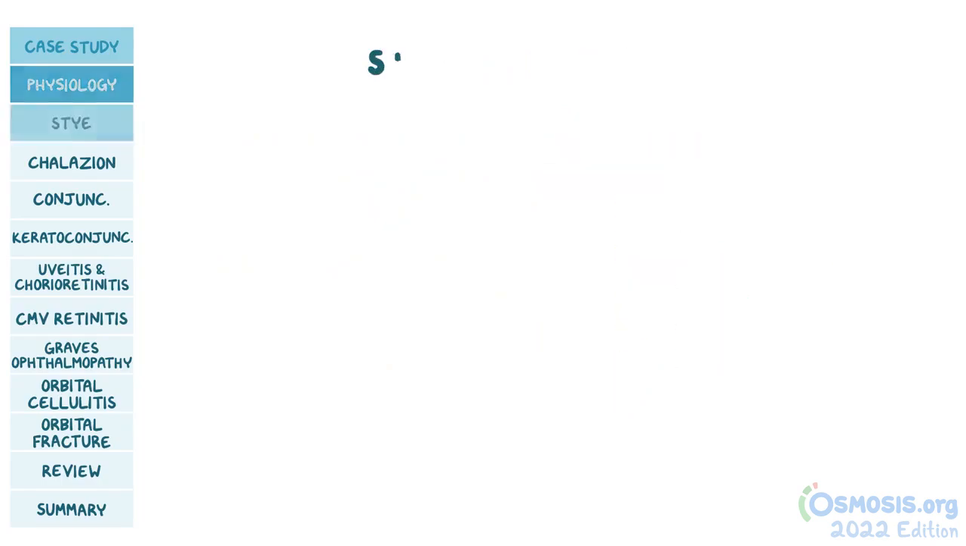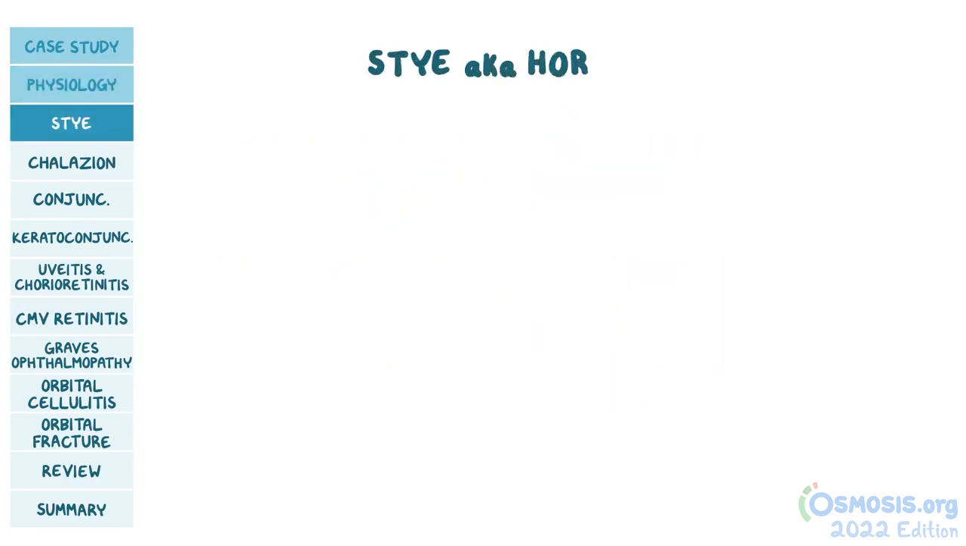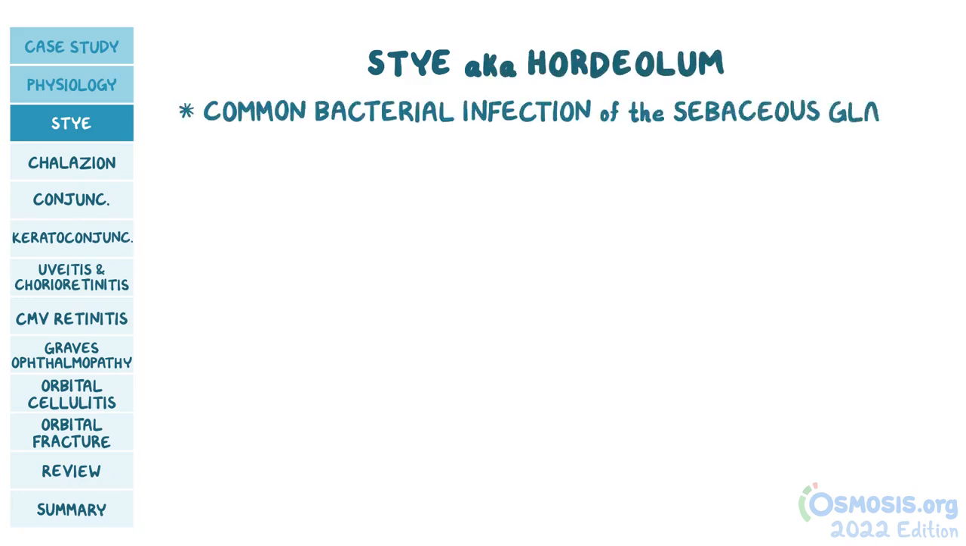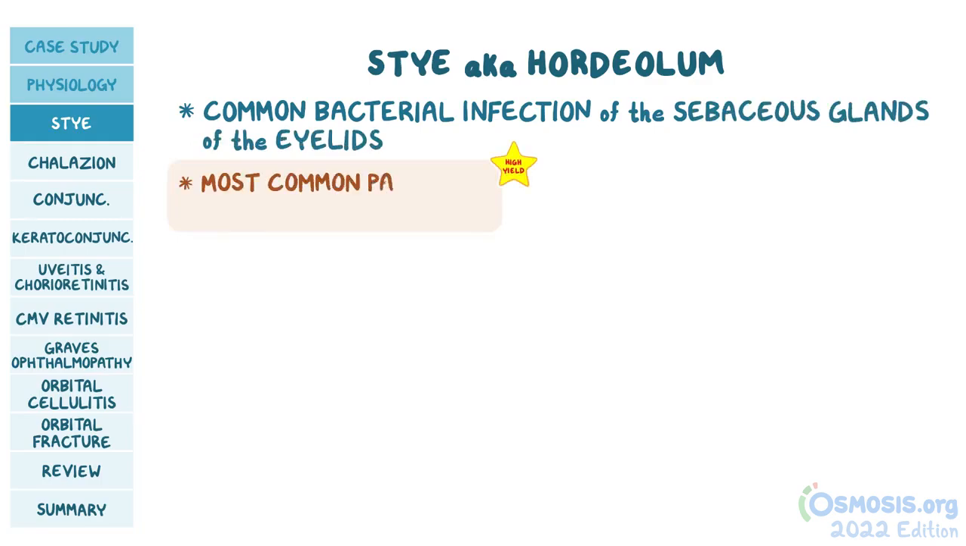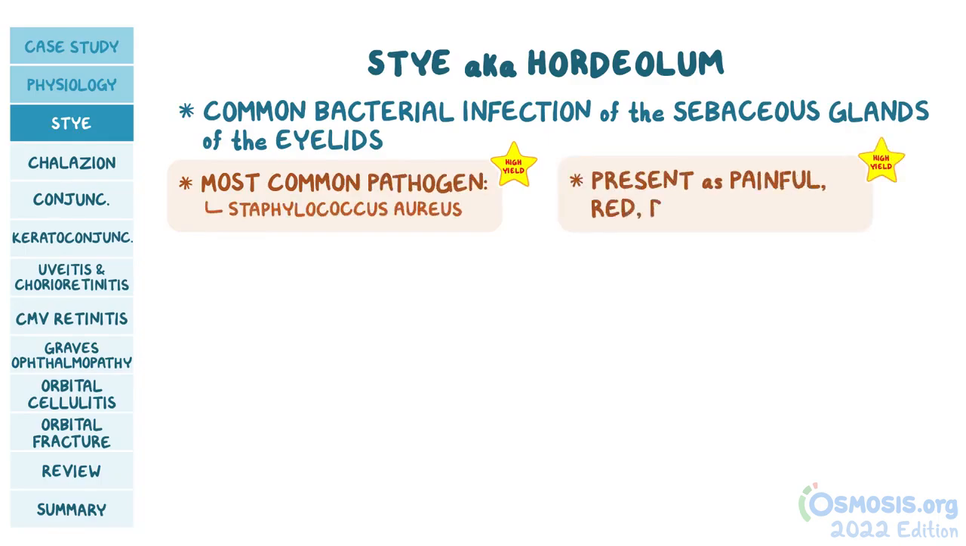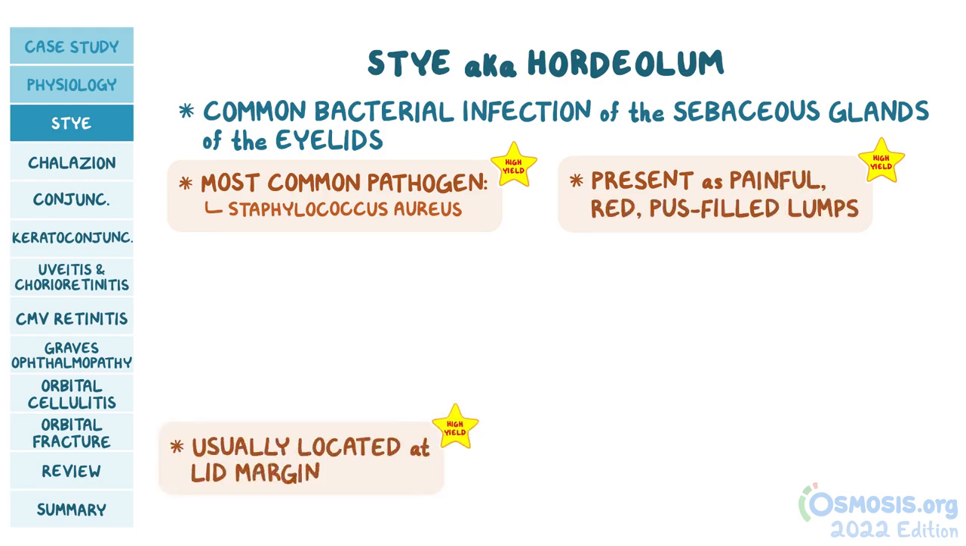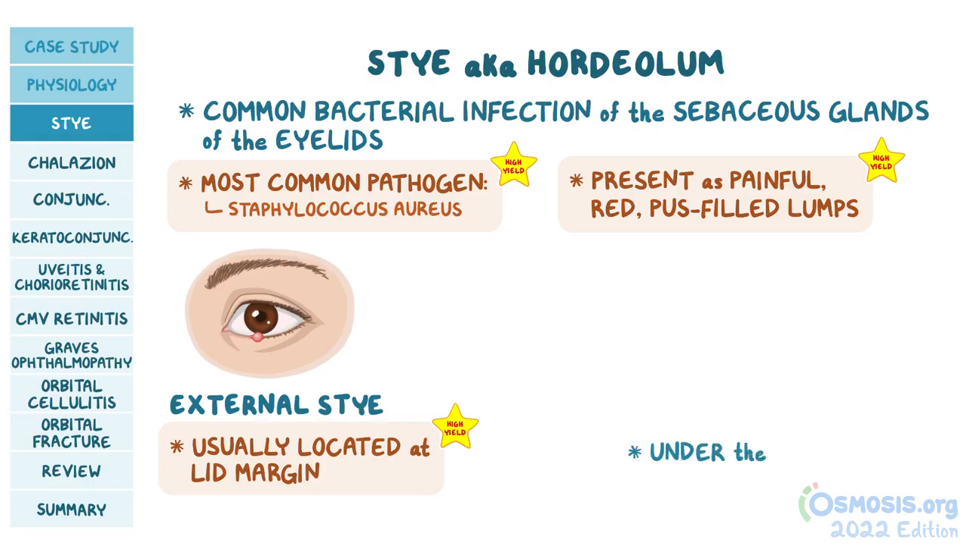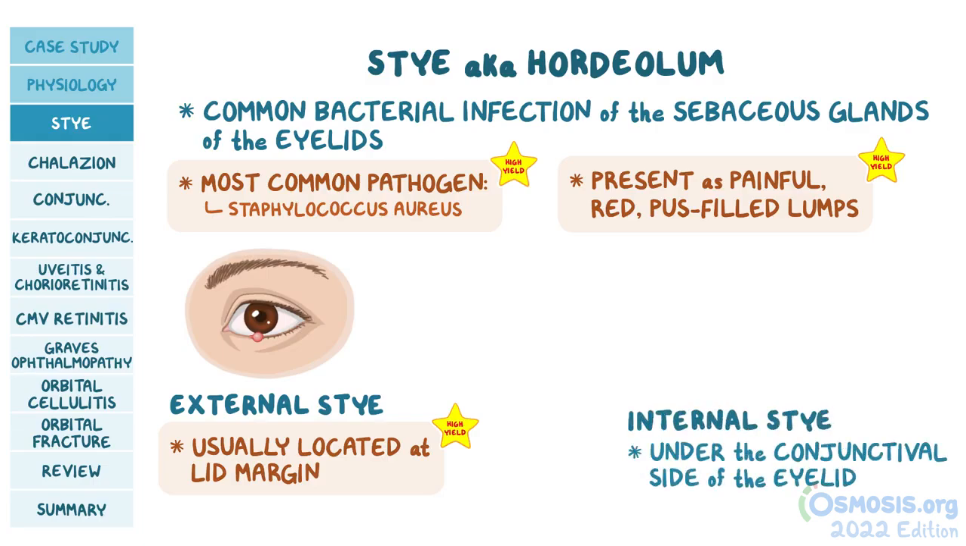Okay, let's start with stye, also known as hordeolum, which is a common bacterial infection of the sebaceous glands of the eyelids. For your exams, remember that the most common pathogen is Staphylococcus aureus. Styes present as painful, red, pus-filled lumps and are usually located at the lid margin, in which case they are known as external styes, or under the conjunctival side of the eyelid, also called internal styes.